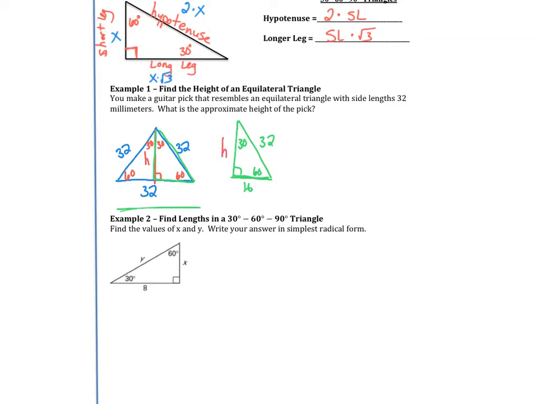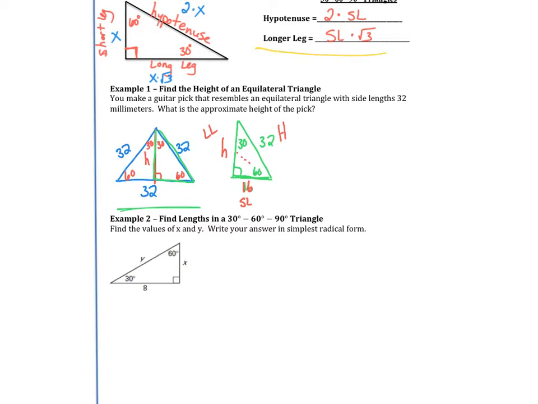We are trying to find the height. In this case, the height is opposite 60 degrees. This is what's called the long leg. Down here is 16. This is what's called the short leg because it's across from 30 degrees. And then over here we have the hypotenuse. So we're trying to find the longer leg.